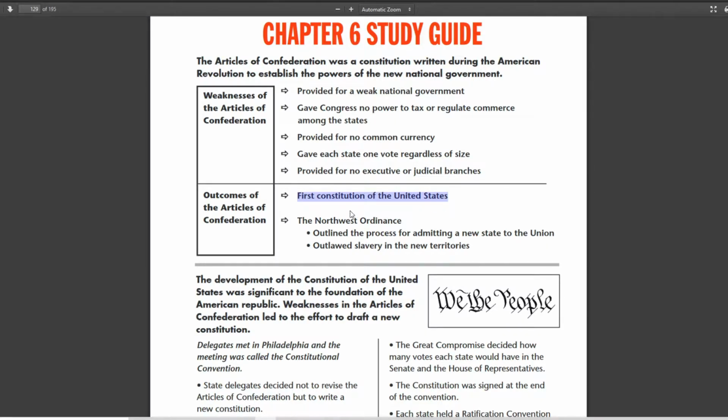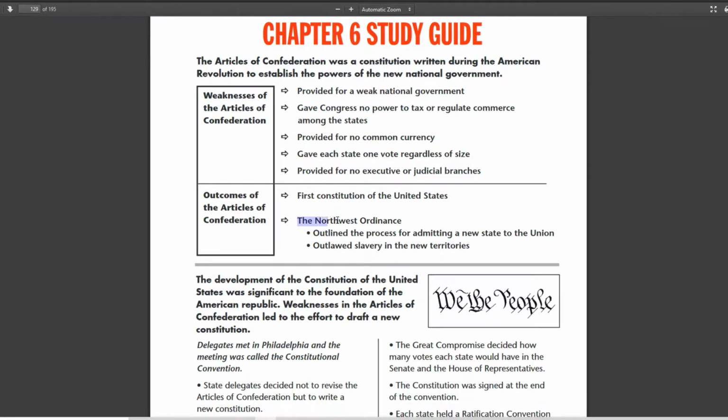This is our first form of government. This is what we had during the Revolutionary War. So this is the Constitution. You know, one of the benefits, one of the successes of the Articles of Confederation is that it was the Constitution that we used during the Revolutionary War, so we win that.